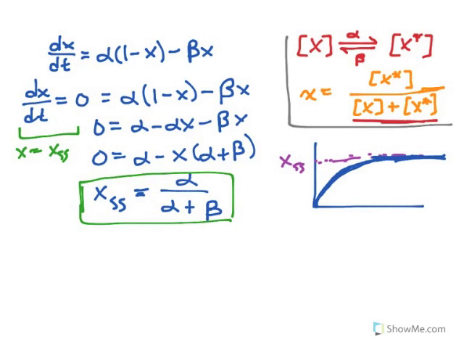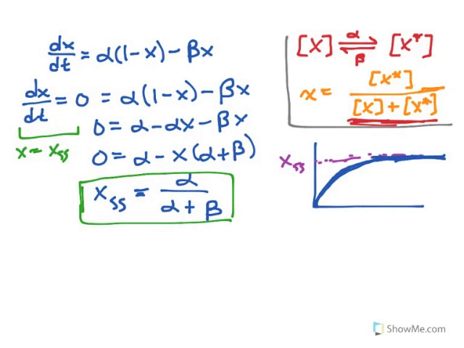So that's sort of interesting, and you can intuitively figure out, well, if we're looking at the proportion of active proteins, it makes sense that if alpha and beta are constant, the steady state proportion of active protein should be equal to alpha over alpha plus beta. If you look at this long enough, that makes intuitive sense to me.